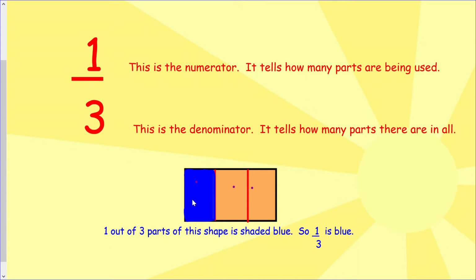So that's how we got 1/3 for this shape. One part is shaded. So if I wanted to know what fraction of the shape is shaded, one part is shaded. So I put a 1 in the numerator spot. 3 parts in all. And how do I say this fraction? 1/3, right? So 1/3 of the rectangle is shaded.